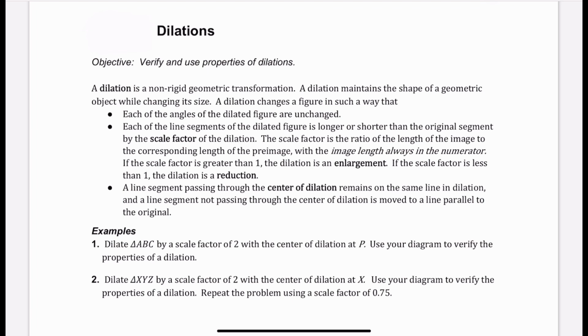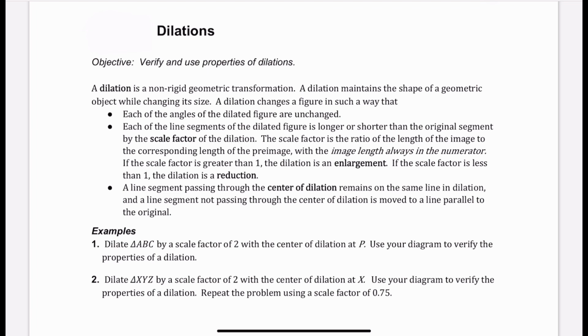If the scale factor is greater than 1, the dilation is an enlargement. If the scale factor is less than 1, the dilation is a reduction. A line segment passing through the center of dilation remains the same line in dilation, and a line segment not passing through the center of dilation is moved to a parallel line to the original.